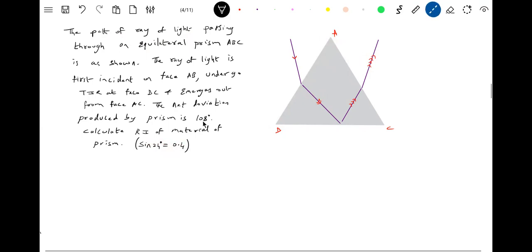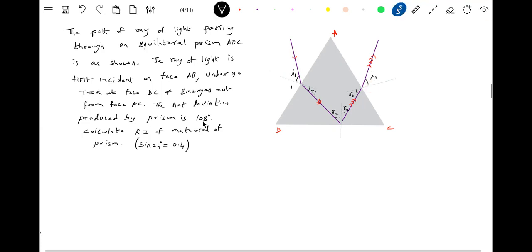Okay, let's start with this normal, this normal, this normal. Okay, agreed. So let this be the angle of incidence I1. This will be R1, R2. Let this be R3. Let this be I3.